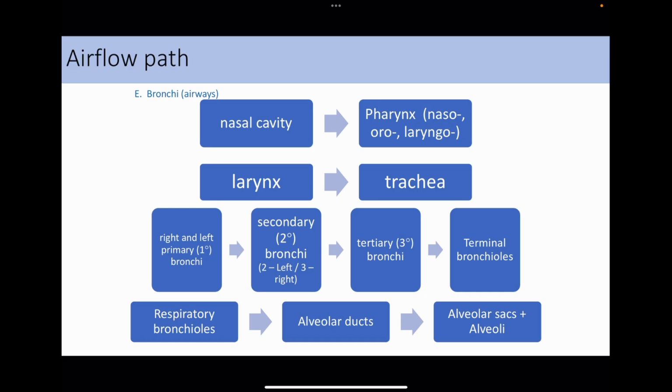I'll probably tag it on a practical and ask the name. I really would only ask the name. Or on a written exam, ask the structure that, if irritated, causes spastic coughing or something, then you would tell me it's the carina.